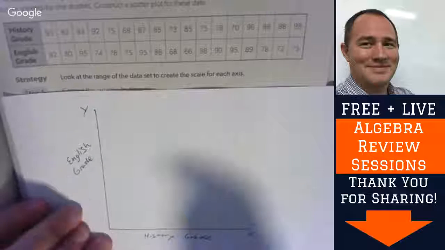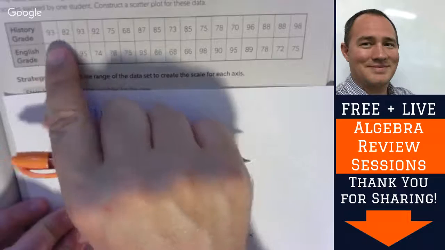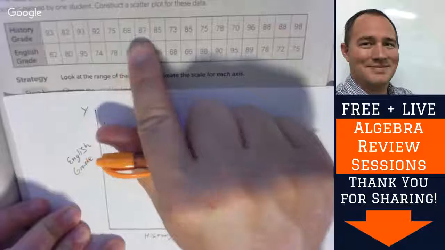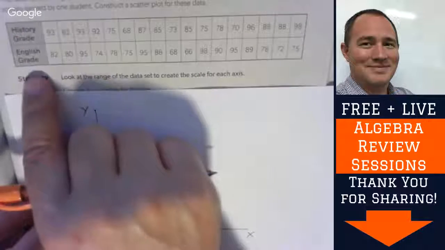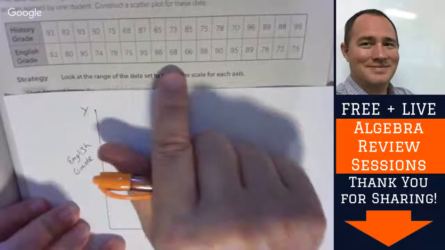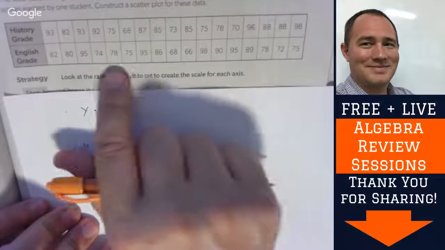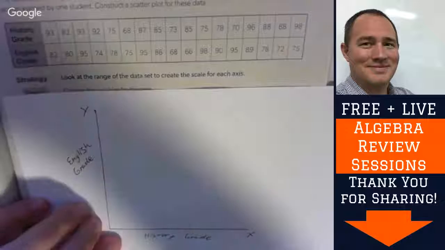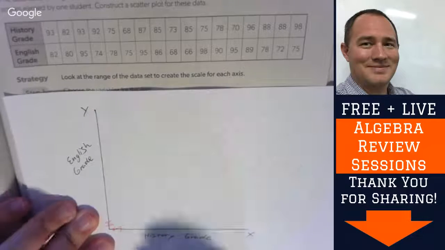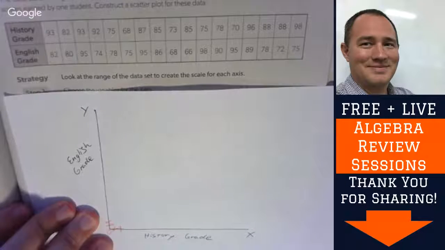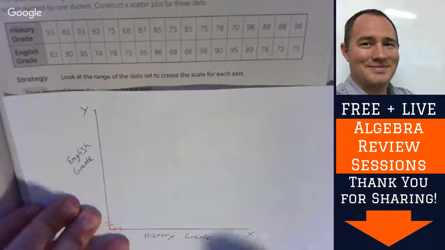So let's make, what's the lowest number we have here? We have a 68. Do we have any numbers lower than 68? No. How about down here, what's the lowest number we have? Looks like 66. So we can actually start this graph. We can do one of these where that is 0, 0, but we have a break in the scale.